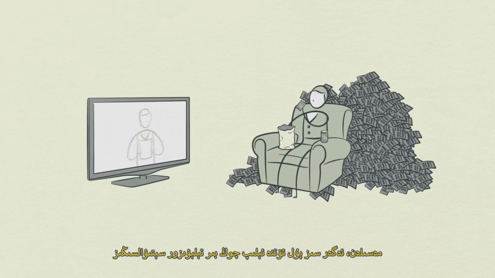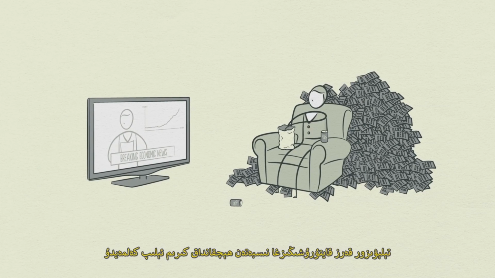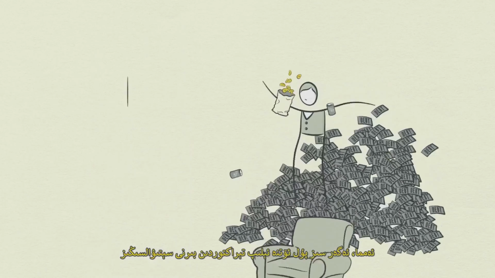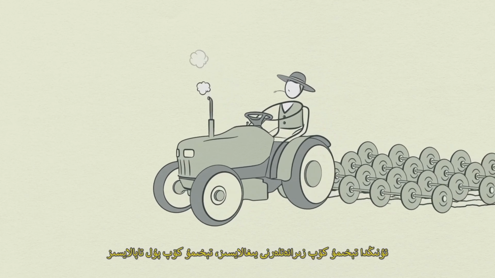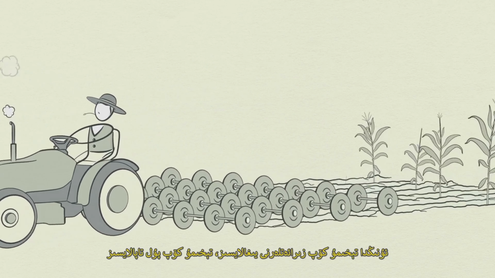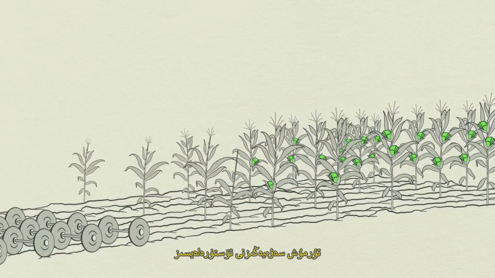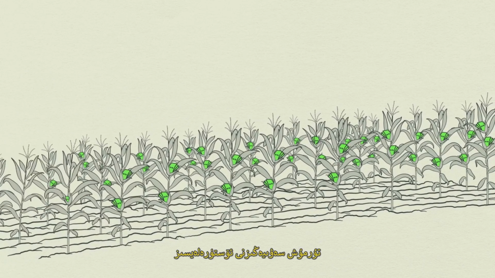For example, if you borrow money to buy a big TV, it doesn't generate income for you to pay back the debt. But if you borrow money to, say, buy a tractor, and that tractor lets you harvest more crops and earn more money, then you can pay back your debt and improve your living standards.